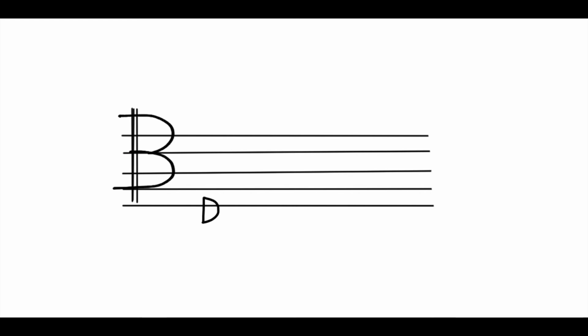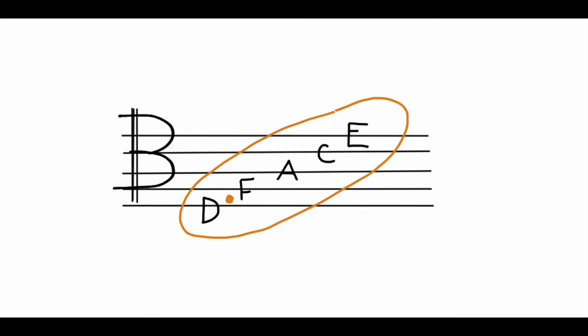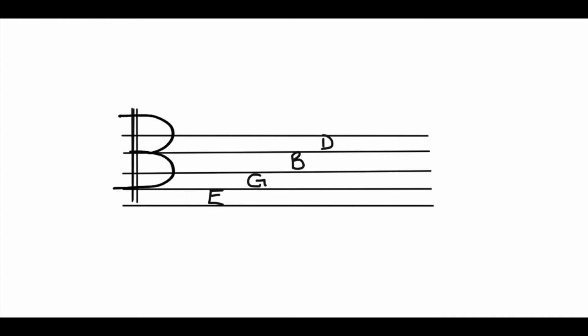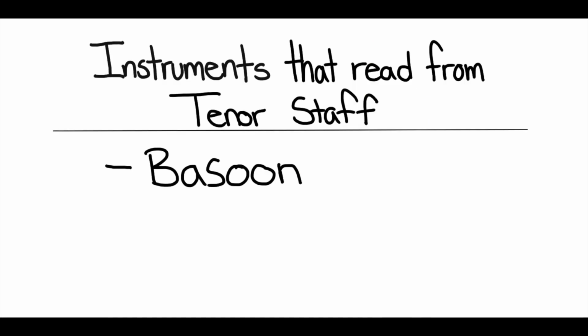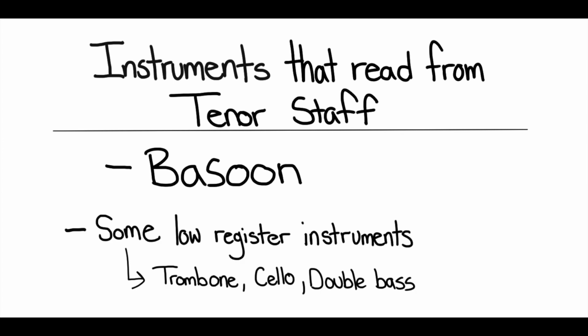The lines on the tenor staff are D, F, A, C, and E, which I like to call D face. And the spaces are E, G, B, and D, which is the beginning of the Every Good Bird Deserves Food acronym. In an orchestra, the tenor staff is primarily used for the bassoon, but it can also be used for any bass instrument that is playing in a higher register.